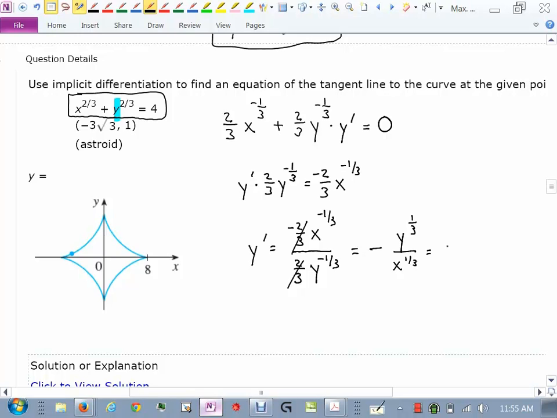I wrote my fractions differently there. It's kind of weird. I've always done that. So both of these mean cube root. So this is the cube root of y over the cube root of x. So that's what we got, negative cube root of y over x.